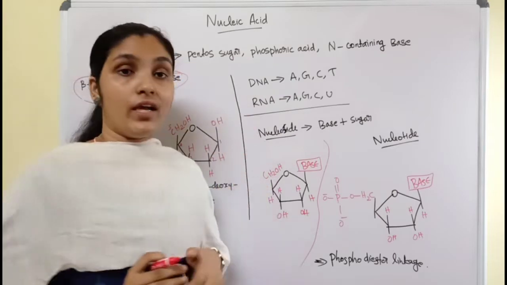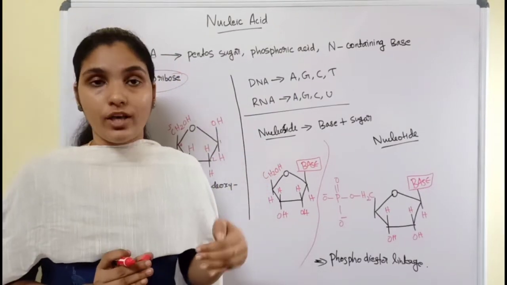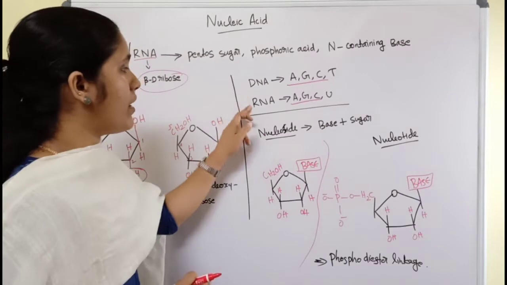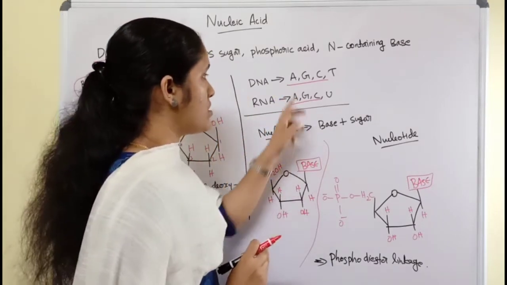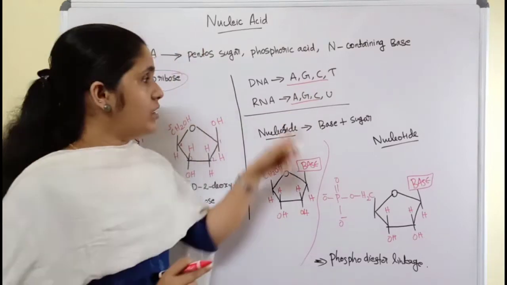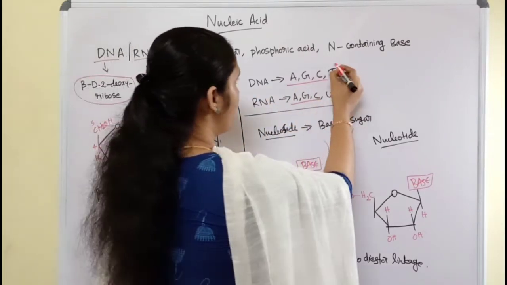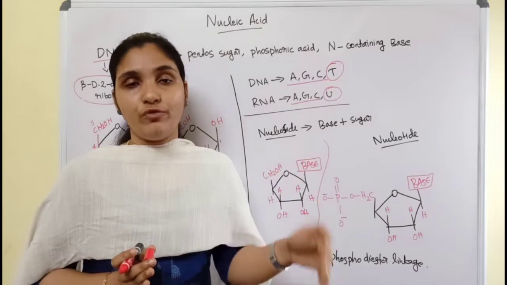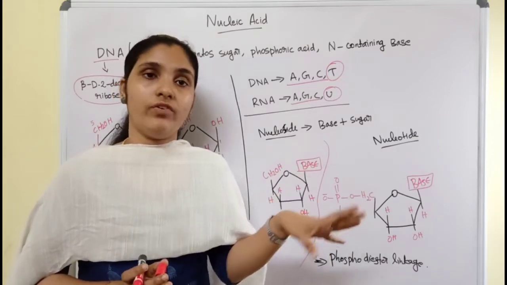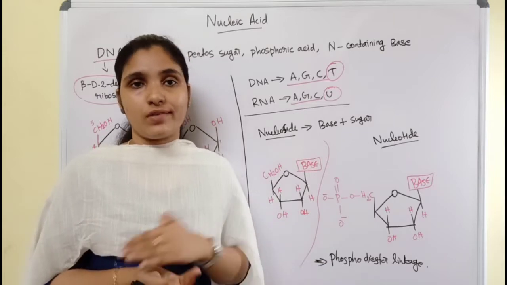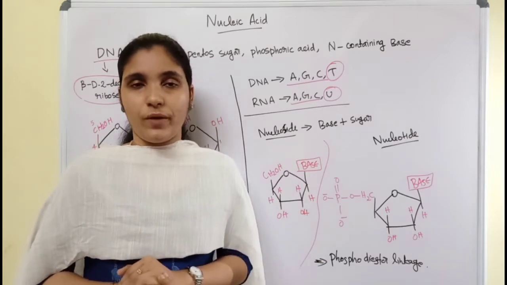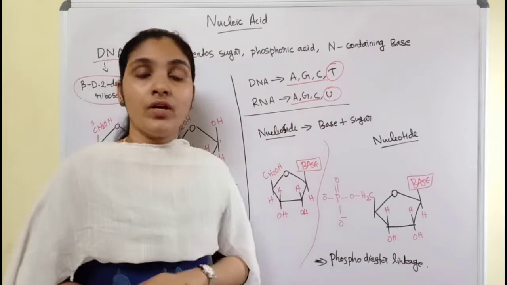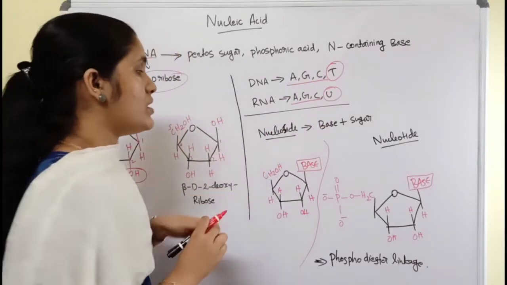Next thing, the nitrogen containing base. DNA and RNA contain three common nitrogen bases: adenine, guanine and cytosine. The different ones are that DNA contains thymine and RNA contains uracil. What is important is that the structures of these 5 nitrogen bases are given in the textbook, and you have to study how to draw them. By looking at the textbook, you have to copy the structures of adenine, guanine, cytosine, thymine and uracil into your book.